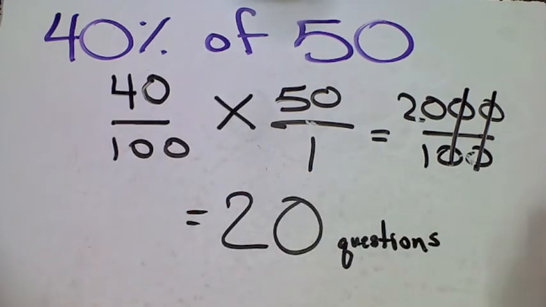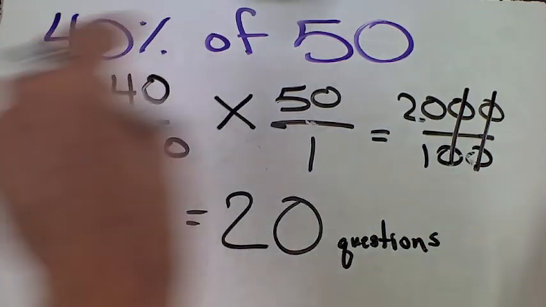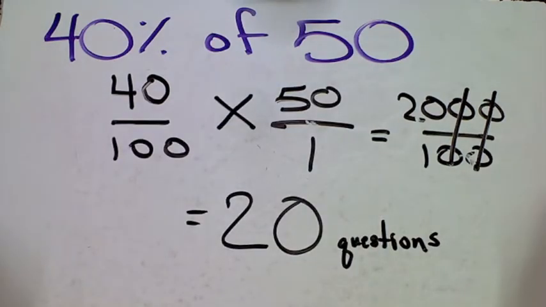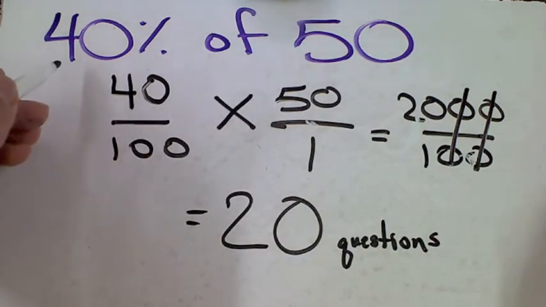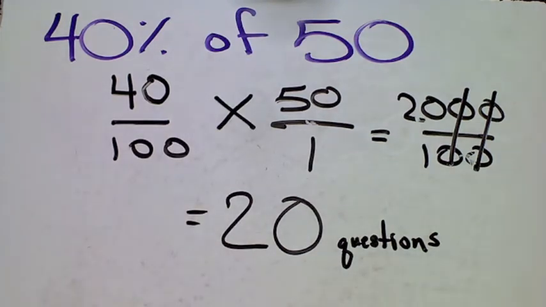Now if you look at that, see if it makes sense. What if this was 50%? 50% of 50, half of 50, would be 25. And we're doing a little bit lower, 40% of 50, and the answer is 20. So that makes absolute sense.